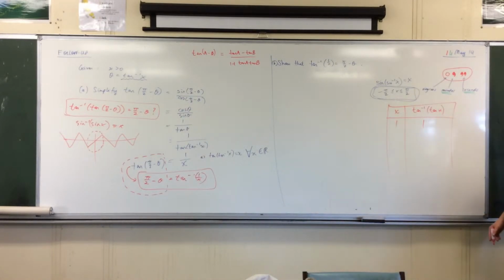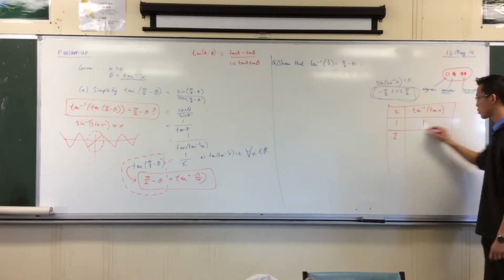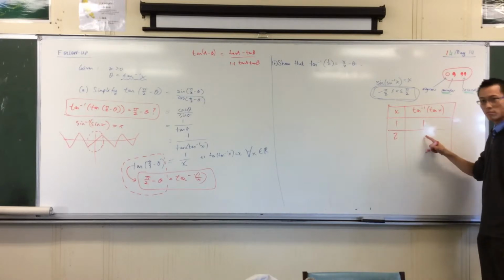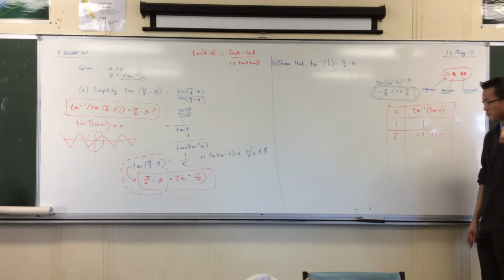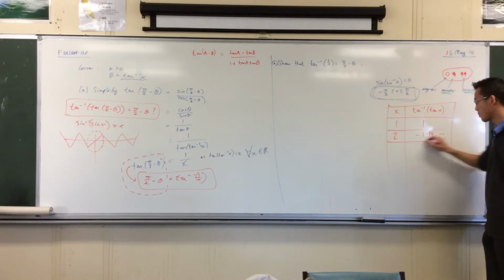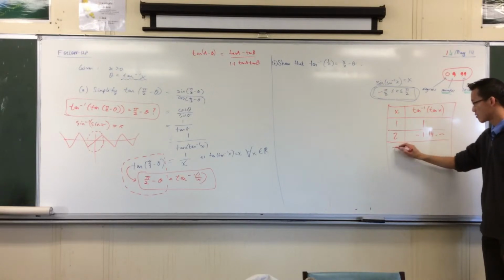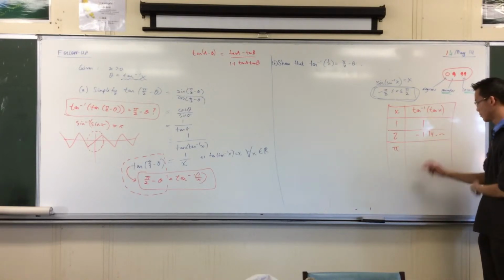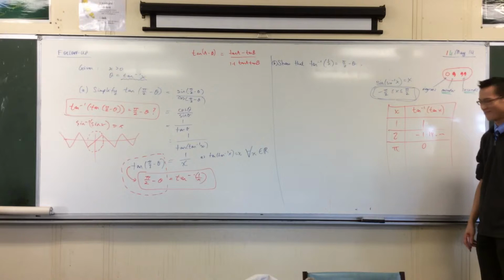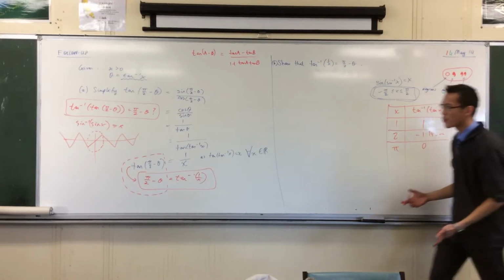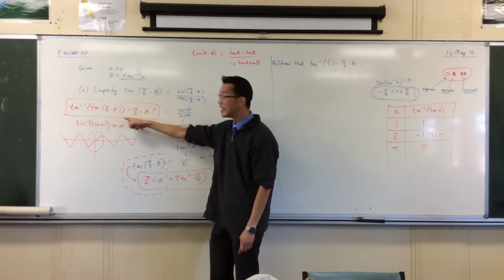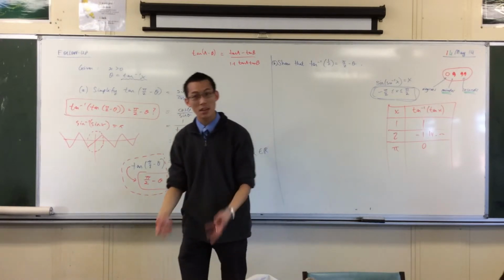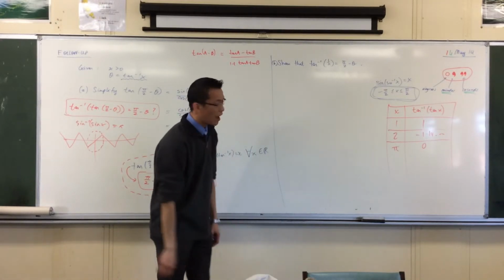If I put in this, what do I get? Negative. 1.1, some rubbish. Basically, we don't get this. Something else. Pi. What do you get? 0. Okay, so we've just broken through this. Tan inverse of tan of something doesn't necessarily give you back that something.